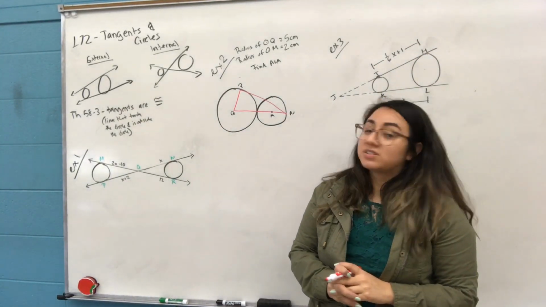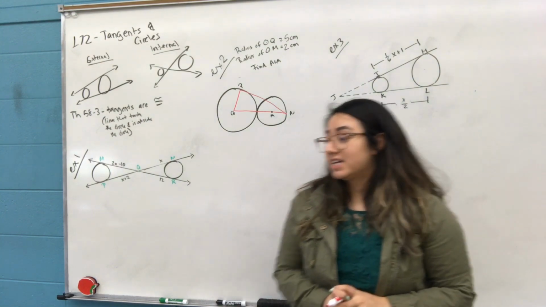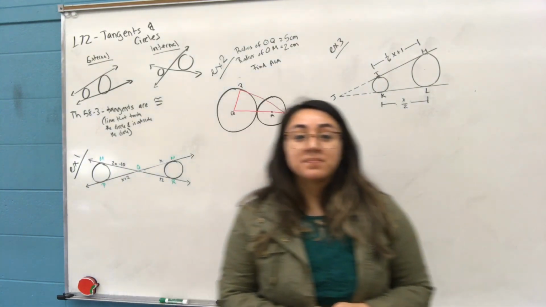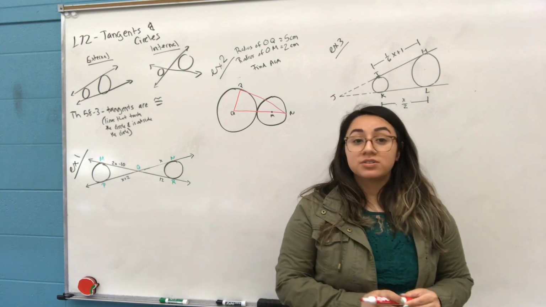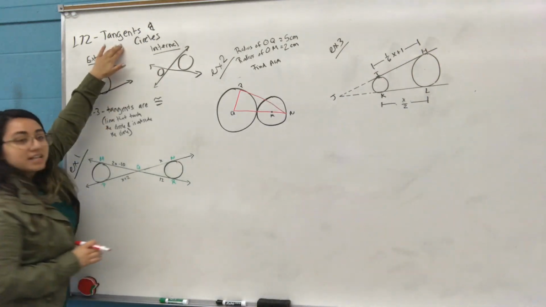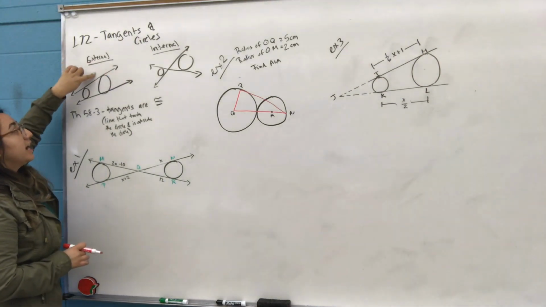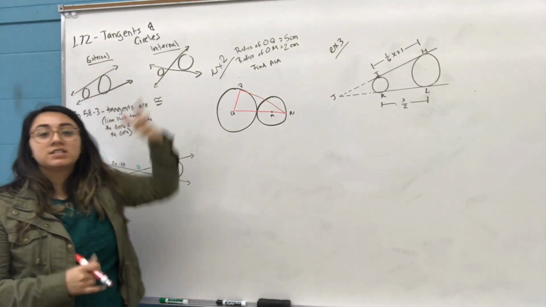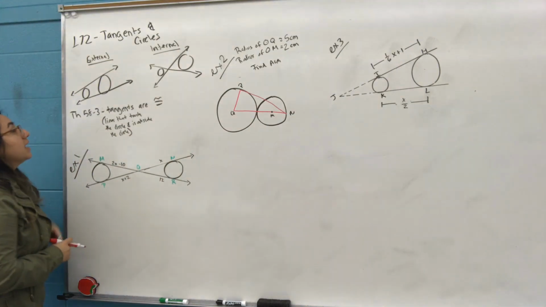Go ahead, turn your books to lesson 72. That is page 477. We're gonna learn about tangents and circles, part 2. This lesson is talking about the tangents. Tangents are simply just outside lines that touch the circle at one point. So they're lines basically.